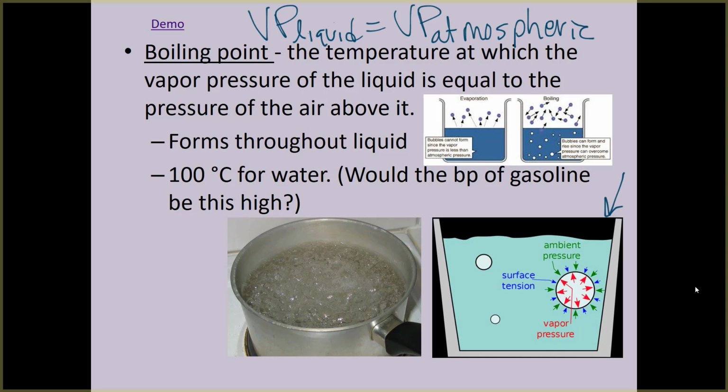So to boil something just in our kitchens, a pot of water, what we do is we put it on the stove and we start increasing the temperature. As we increase the temperature, we increase the vapor pressure of the liquid. And as that vapor pressure increases and increases, eventually the vapor pressure of the liquid will equal the vapor pressure of the atmosphere. And then we say it's boiling, because there's nothing holding back those liquid particles from becoming a vapor or a gas.